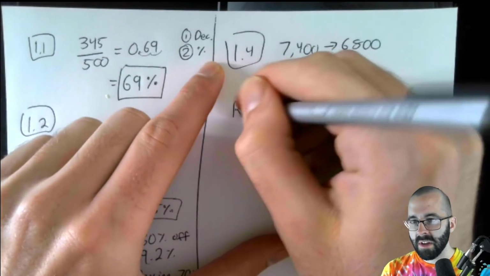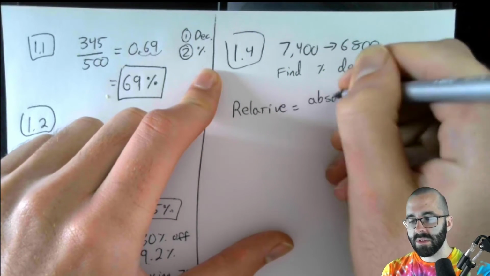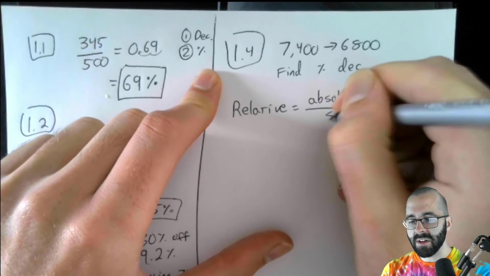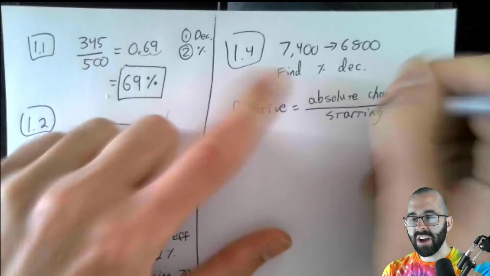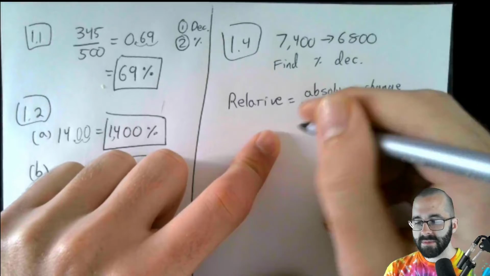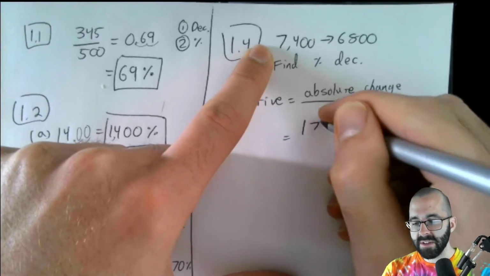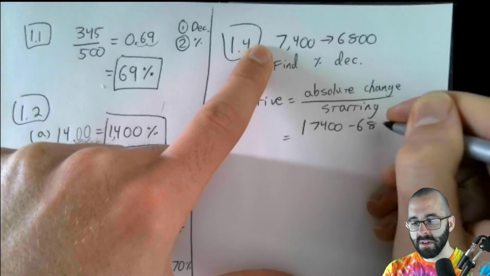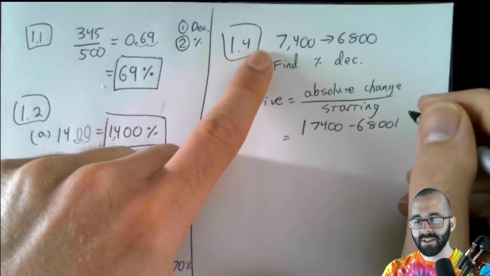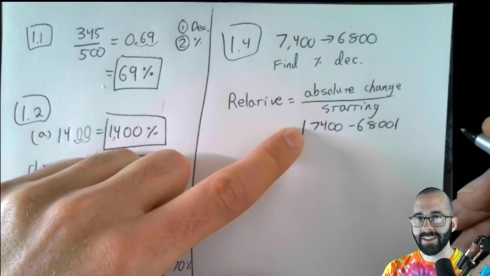Okay, so relative is equal to absolute change divided by starting. So we have to find the absolute change before we can find this percent decrease. So absolute change was ending minus starting in absolute values. Oops. I wrote mine in the wrong order. It's supposed to be ending minus starting, but I wrote starting minus ending.